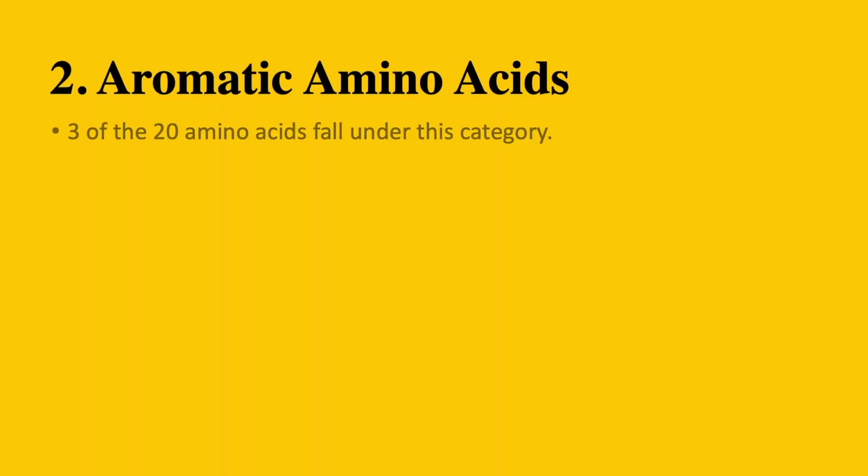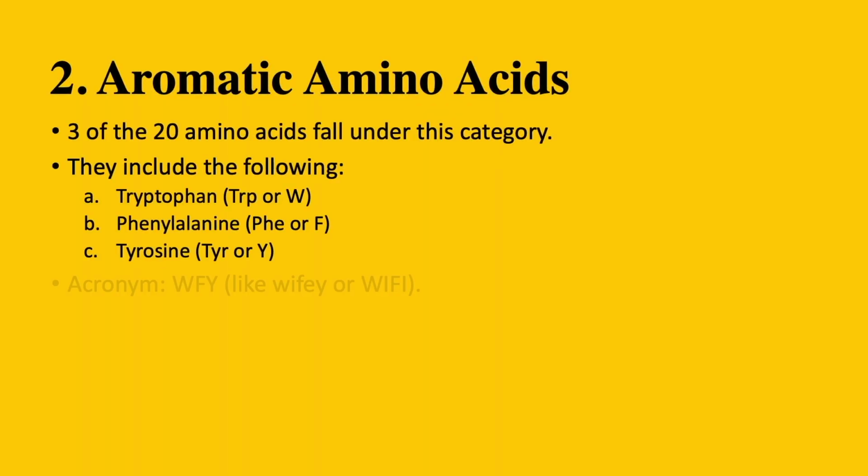Let's get into the second group, which is the aromatic amino acids. 3 of the 20 amino acids fall under this group. They include tryptophan, phenylalanine, and tyrosine. An easy way to remember this group is by memorizing the acronym WIFI, which is WFY, and pronounced as WIFI. I came up with this acronym and I used it because the acronym is made of the 1-letter abbreviations of the 3 amino acids.